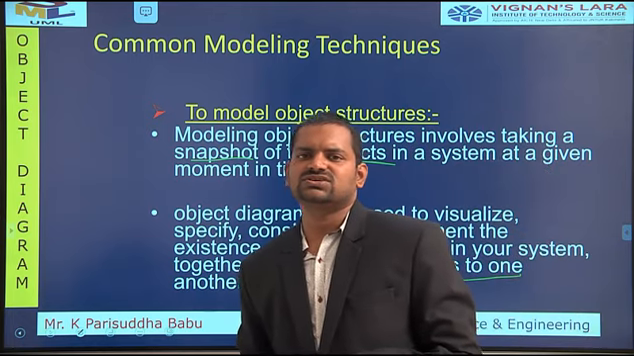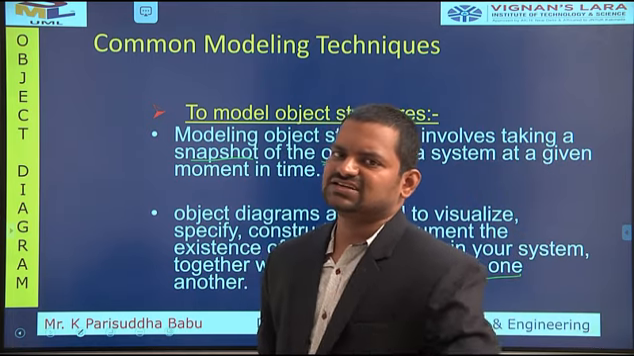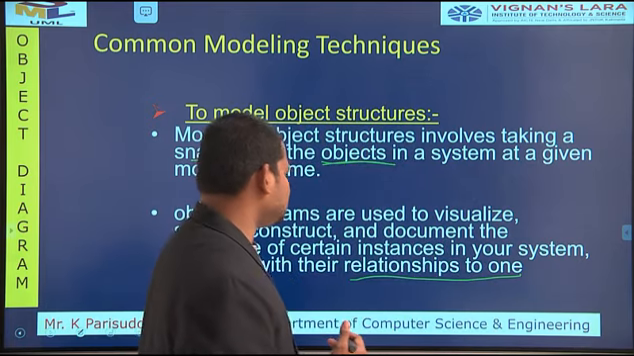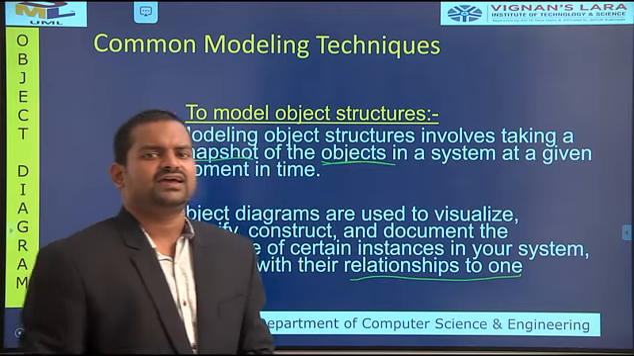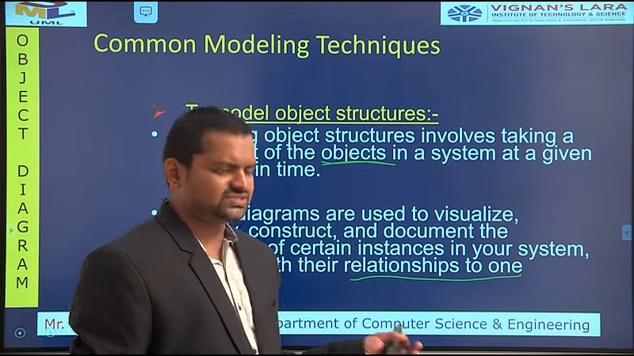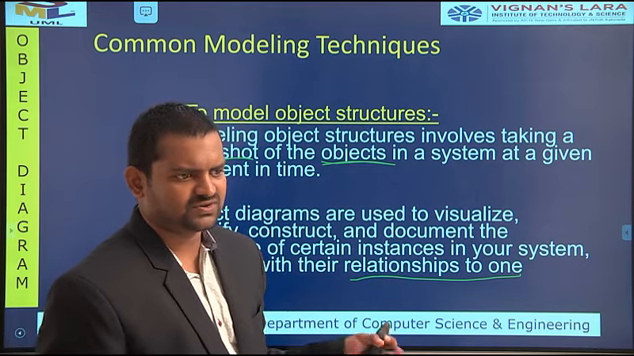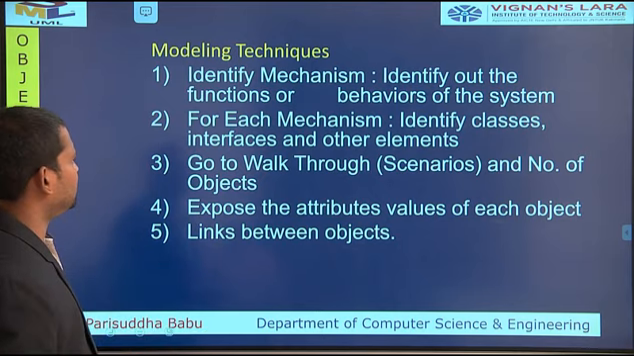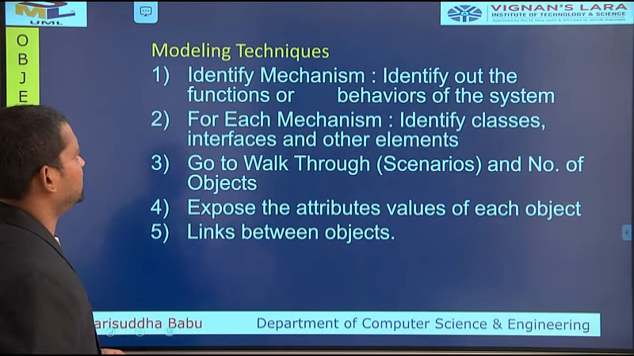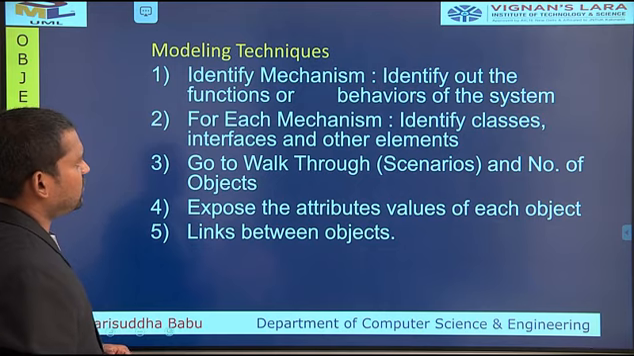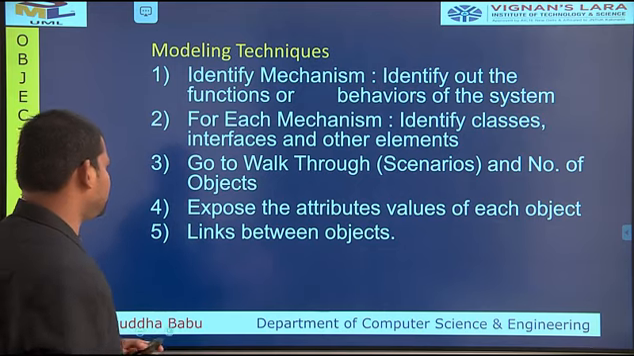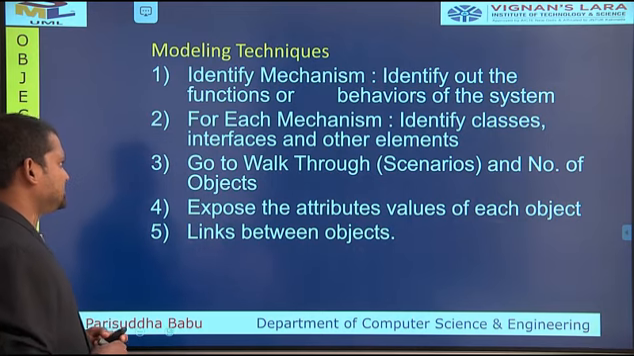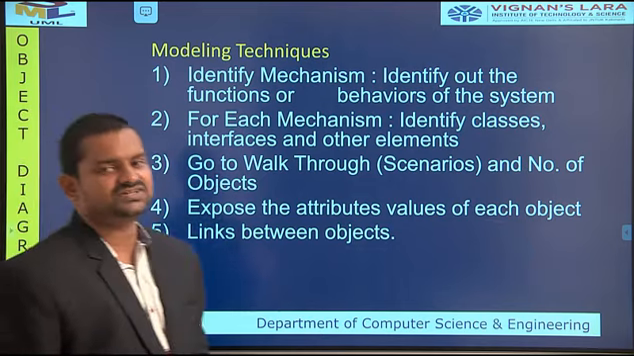Not only are they used for specifying, constructing, and documenting the system, they also show the structure and instances of every system, instances of particular objects of the system. Okay, so these are common modeling techniques. Identify the mechanism, how the functions or behavior of the system work. First of all, identify the functional behavior of the system. For each mechanism, identify the classes, interfaces and other elements.